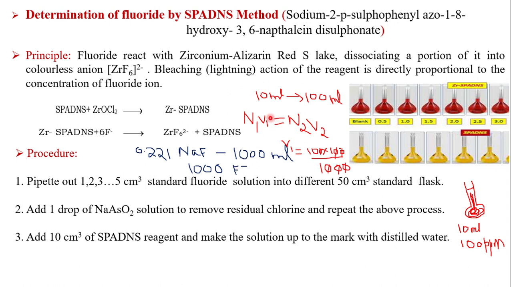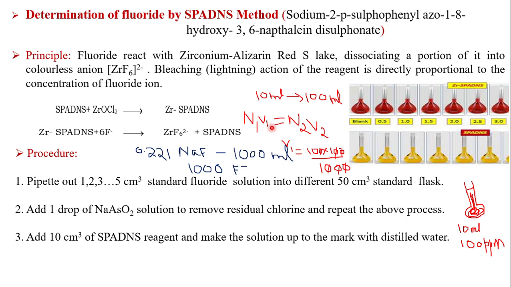For that, the simple formula we make use of is N1V1 equals N2V2. On the right-hand side, what is the quantity and ppm you need? I wanted to prepare 100 ppm, so in place of N2, I have taken 100. In which standard flask? A 100 ml standard flask, so I have substituted the 100.